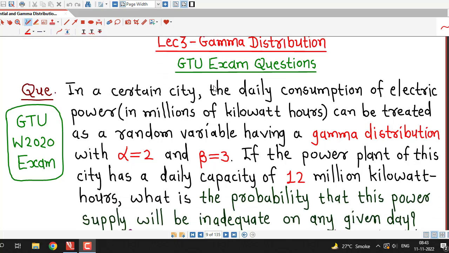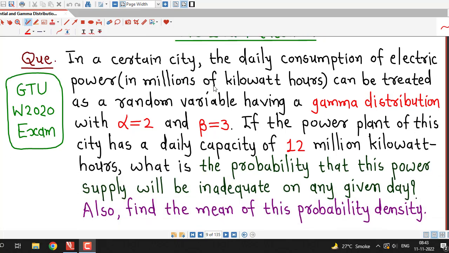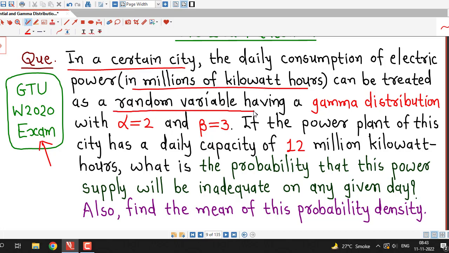And in this lecture, we have tried to solve this question on gamma distribution which was asked in GTU Winter 2020 exam. First we understand this question and then we will see how to solve it. In a certain city, the daily consumption of electric power in millions of kilowatt hours can be treated as a random variable having a gamma distribution with parameters alpha equal to 2 and beta equal to 3.